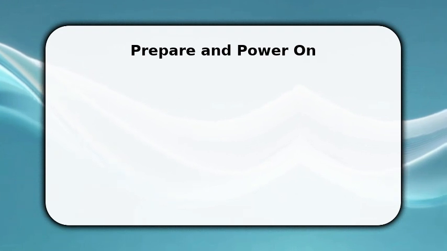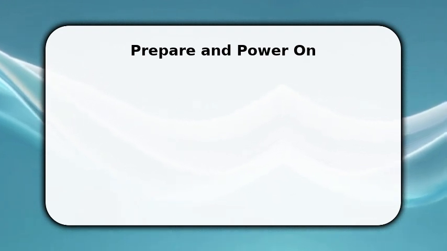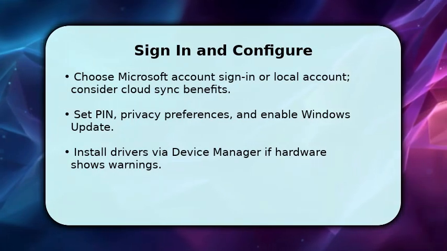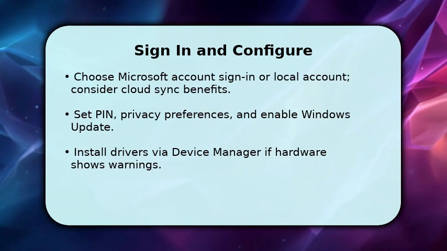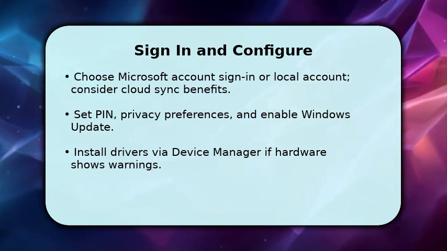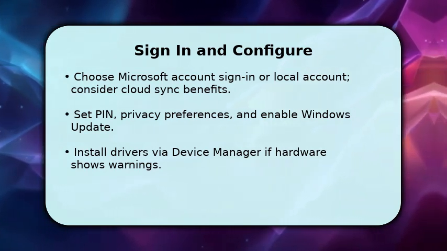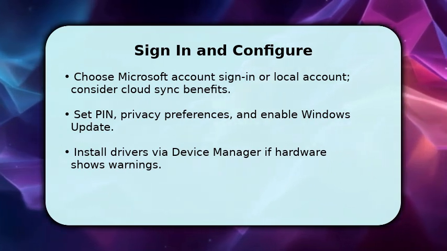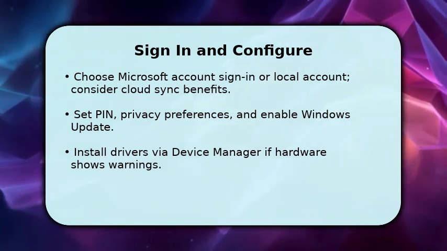This lets Windows download updates and drivers during setup, which prevents later interruptions and speeds first use. After initial setup, sign in with your Microsoft account to sync settings and OneDrive, or create a local account if you prefer. Once signed in, set a PIN for quick secure access and review privacy options. Adjust location, diagnostics, and ad settings to match your comfort level.